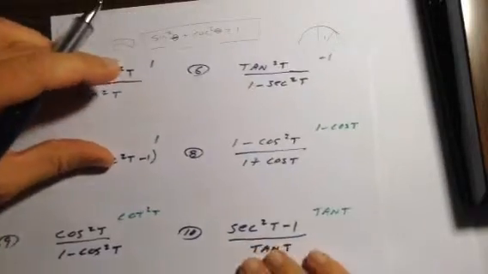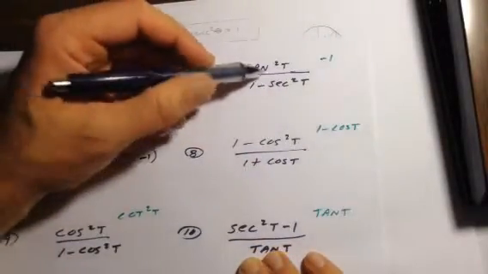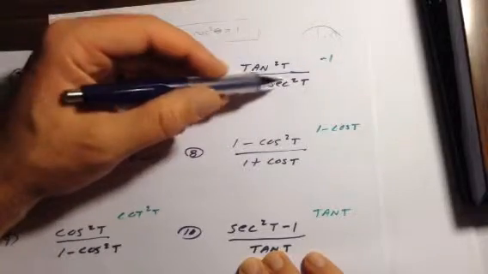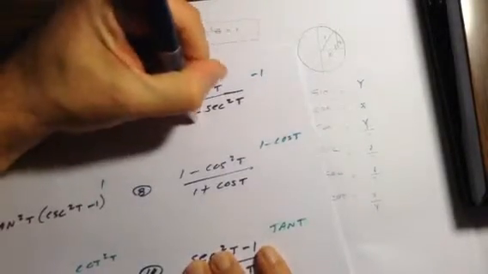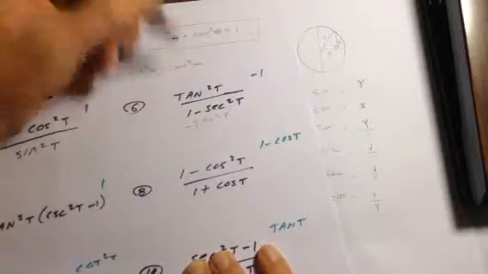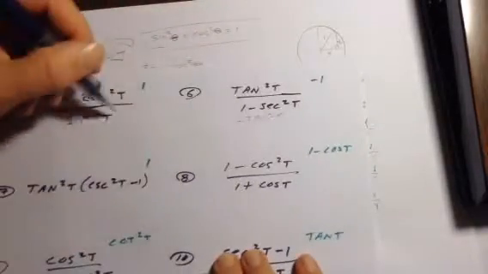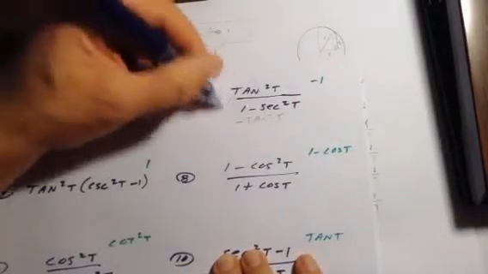Okay, let's look at this problem here. I have tan, which is pretty obvious, and I have 1 minus secant squared t. Well, let's see here. 1 minus secant squared is negative tan squared. Do you see how it's just a rule? So if this changes to negative tan squared of t, of course I get negative 1. So this one's pretty easy.